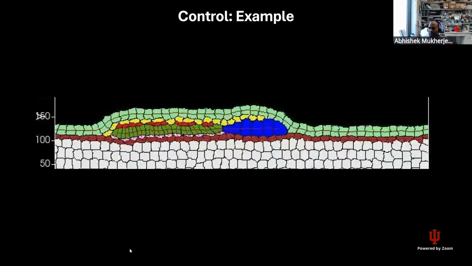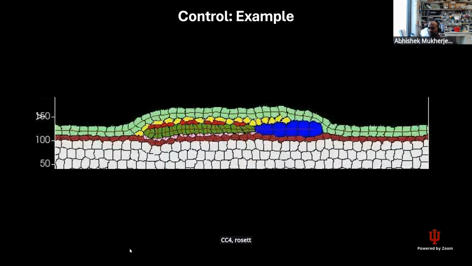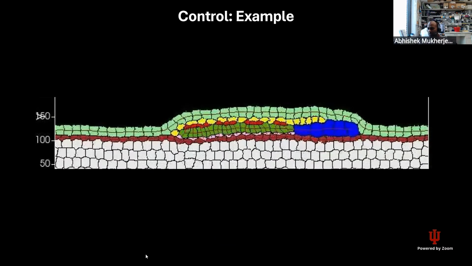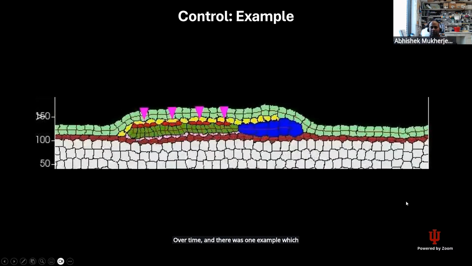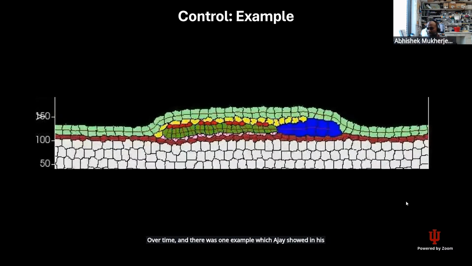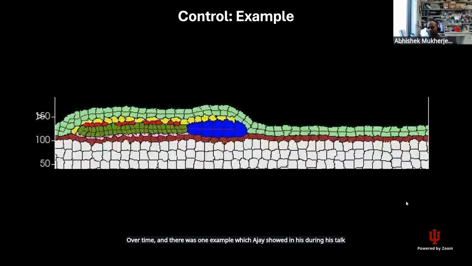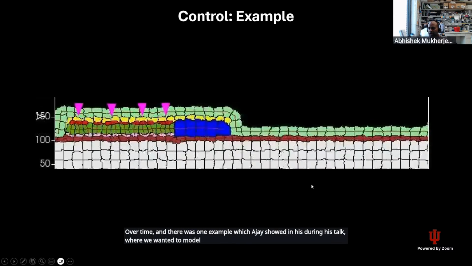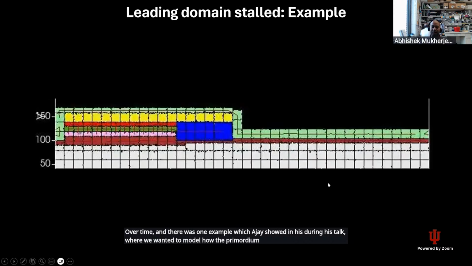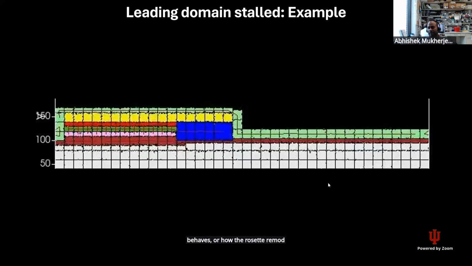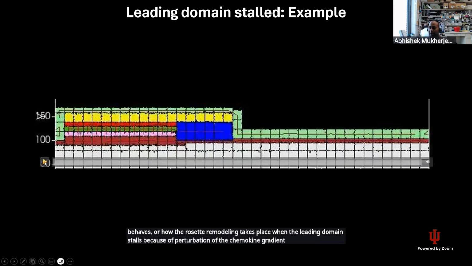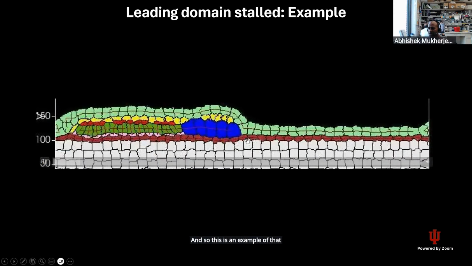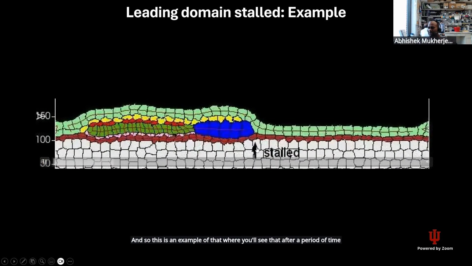So you see four rosettes over time. And there was one example which Ajay showed during his talk, where we wanted to model how the primordium behaves, or how the rosette remodeling takes place when the leading domain stalls because of perturbation of the chemokine gradient. And so this is an example of that, where you'll see that after a period of time the leading domain will get stalled.